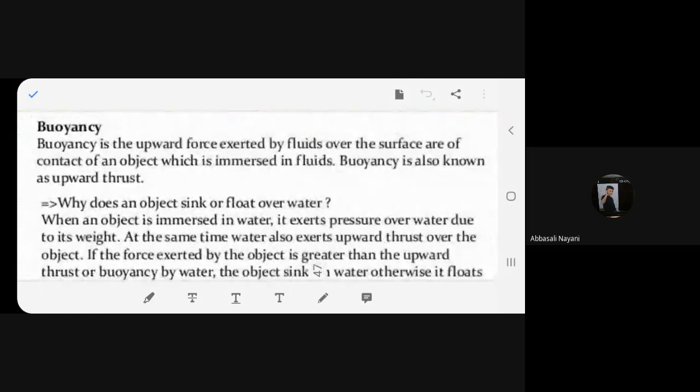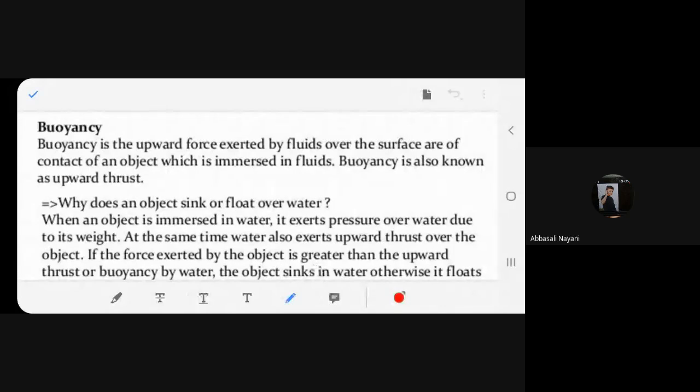Start. Buoyancy is the upward force exerted by fluids over the surface of contact of an object which is immersed in fluids. Buoyancy is also known as upward thrust.